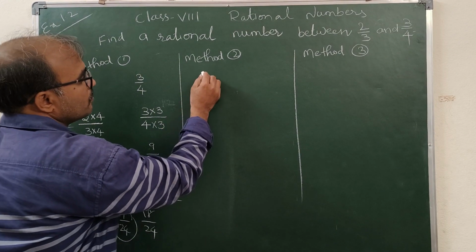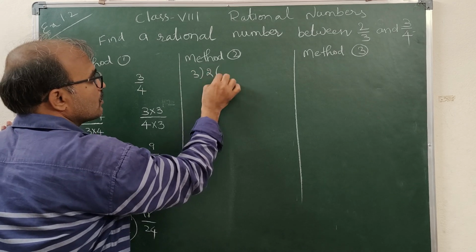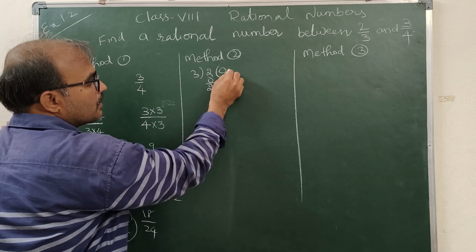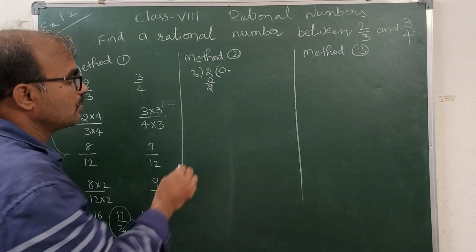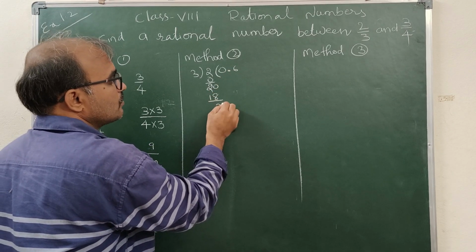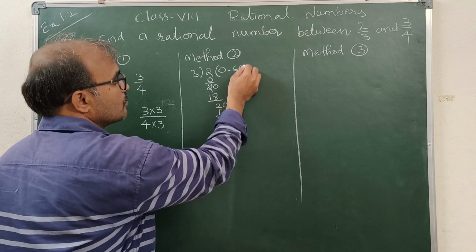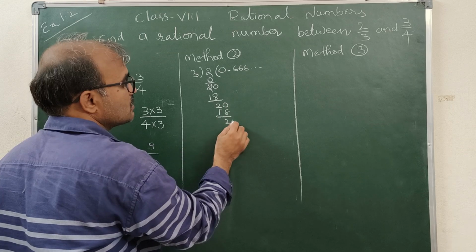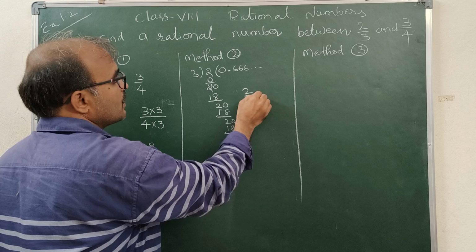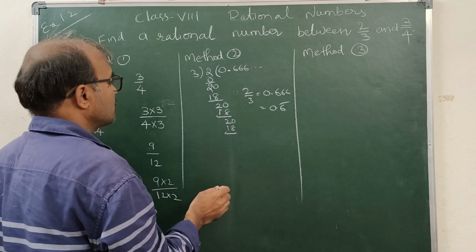Next, what you do? You divide 2 by 3. So 3 0 0, 2 you got, keep here point and keep here 0. 3 6s 18, you will get 2 0 6, again you will get 18, 2 6. So 6 6 6 will continue, right? So 2 by 3 value is 0.666, nothing but 0.6 bar, right?